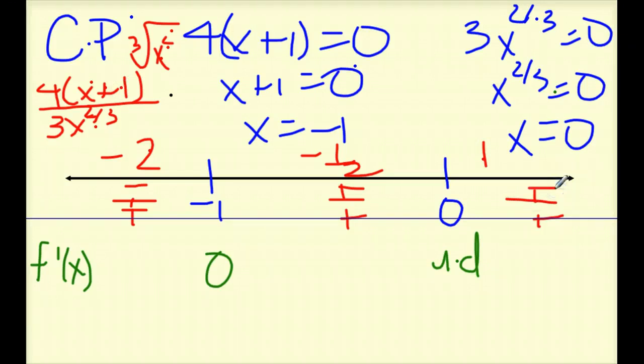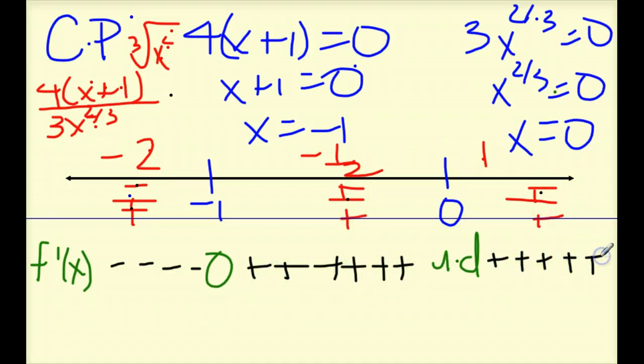So if I take a look at this, in this section what you'll see is I have a negative over a positive, which will always give me a negative value. Here I have a positive over a positive, which gives me positive values. And up here I get positives and positives, which gives me positive values.